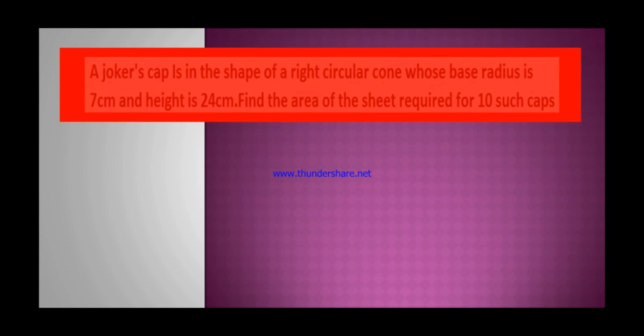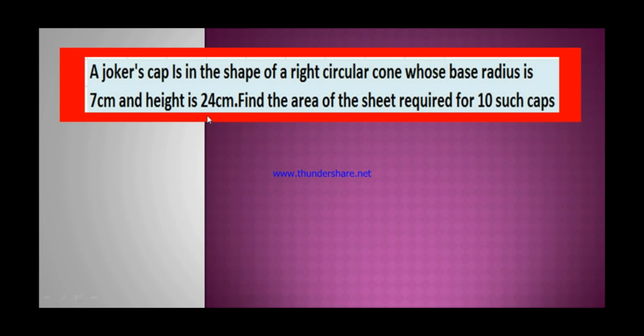We will learn some questions based on cones and cylinders. First question. A joker's cap is in the shape of a right circular cone whose base radius is 7 cm and height is 24 cm. Find the area of the sheet required for 10 such caps.